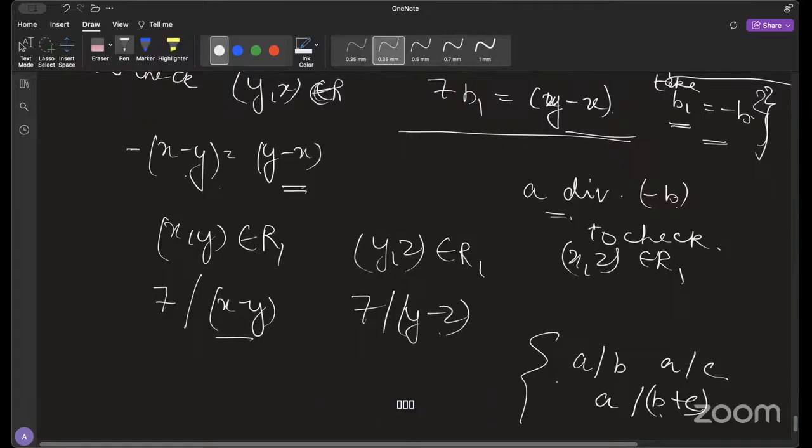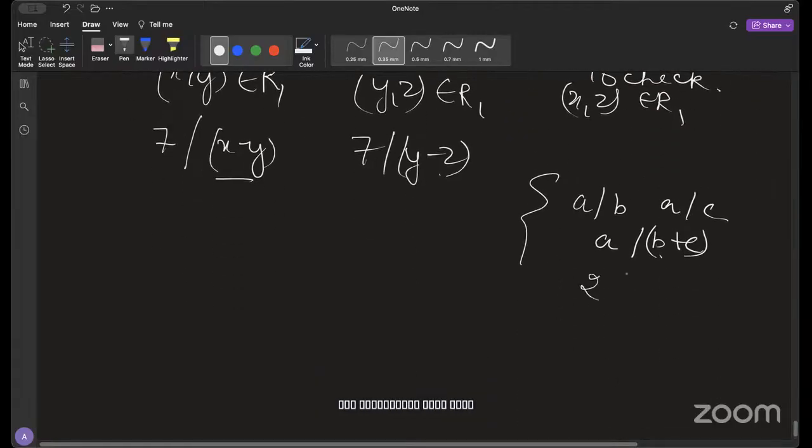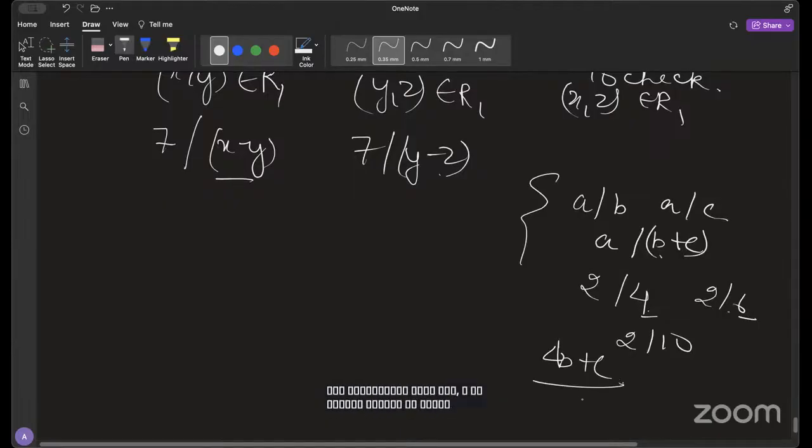For example, let's just say 2 divides 4 and 2 divides 6 too. So 2 is going to divide 10, the sum of these, right? Or you can just look at it as (B plus C) by A is the same as B by A plus C by A, because A divides both of these, so it's going to divide the sum. That's it.